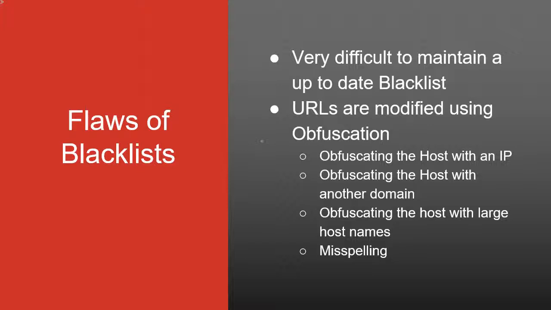The reason why the browsers perform poorly is due to the flaws of using just blacklists. New malicious URLs are popping up every day. This makes it very difficult to maintain and update the blacklist. Attackers can also modify the URLs using obfuscation. This includes obfuscating the host with an IP, obfuscating the host with another domain, obfuscating the host with large host names, and also misspelling. By modifying these URLs, it makes it hard to identify which ones are actually malicious so that they could be added into the blacklist.